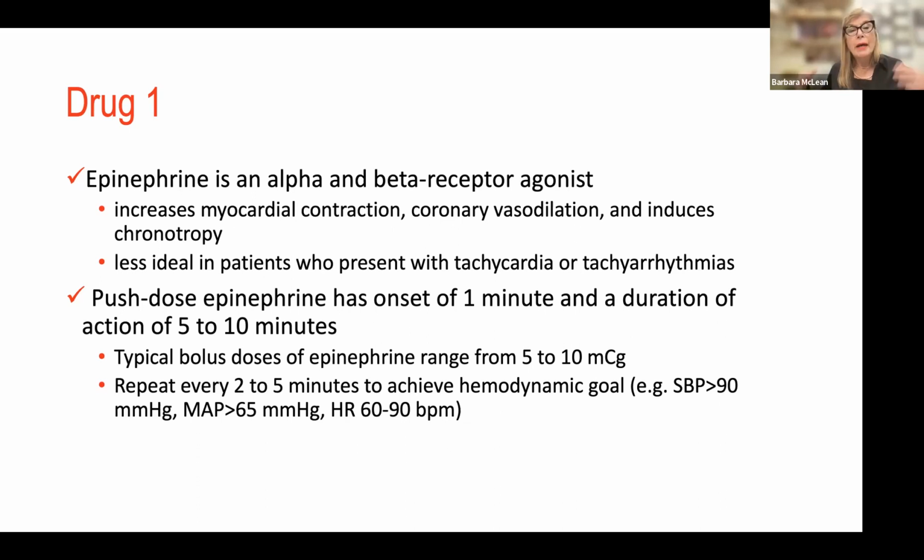Alpha and beta increases contraction, vasoconstriction, it promotes coronary dilation, but it promotes vasoconstriction, and it increases heart rate. Not used for patients who are already tachycardic or have any kind of tachydysrhythmia like AFib, a flutter, AV nodal reentry. Push dose epi has an onset of 1 minute and duration of 5 to 10. And those typical doses are 5 to 10 mics, repeated every 2 to 5 minutes till you achieve your hemodynamic goal up to 100. And then beyond that, you're not going to do any more.